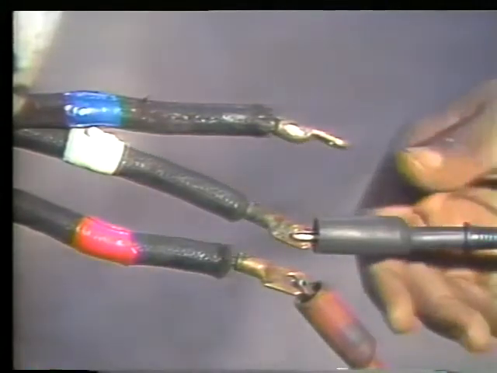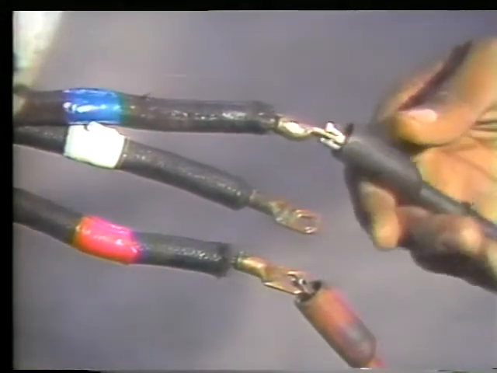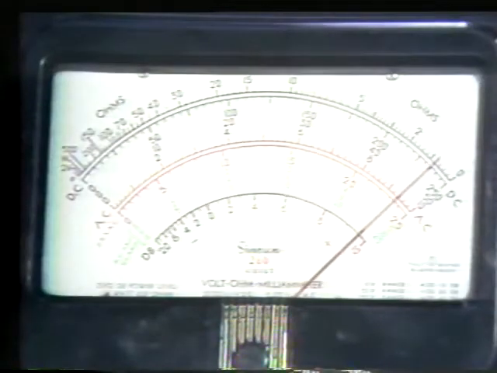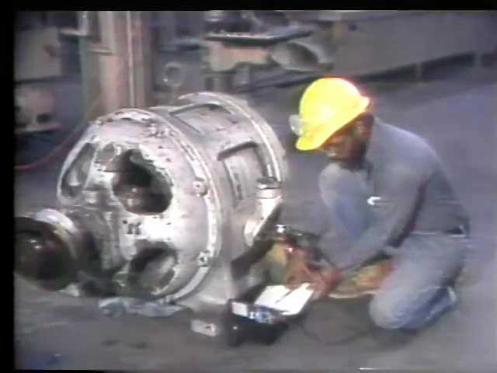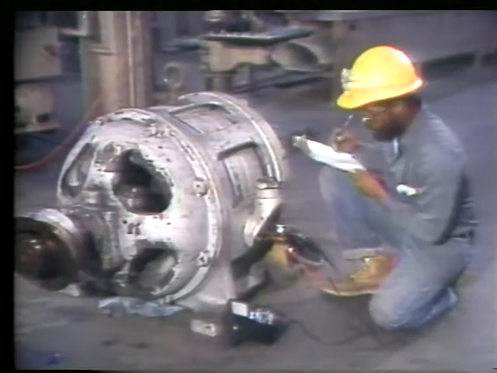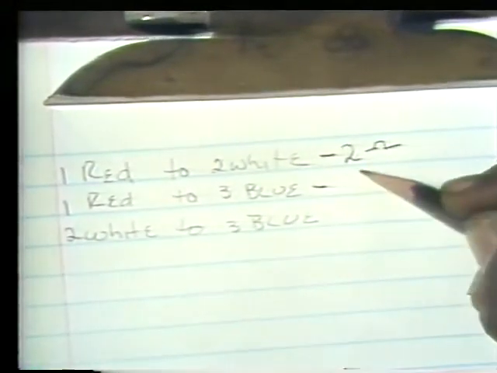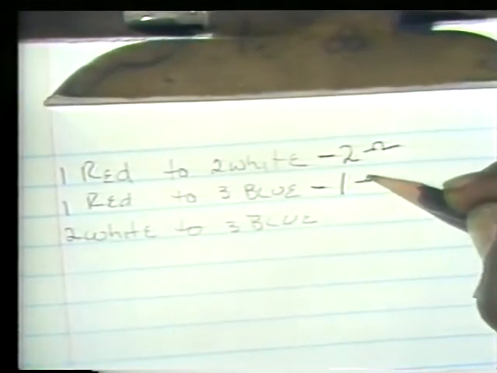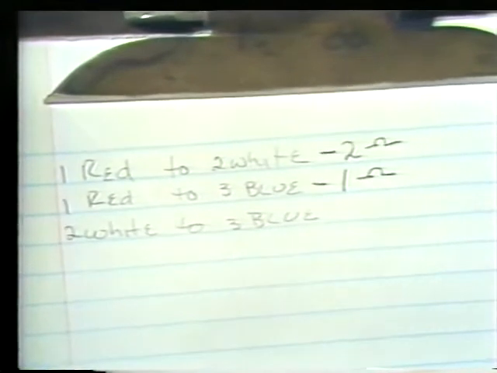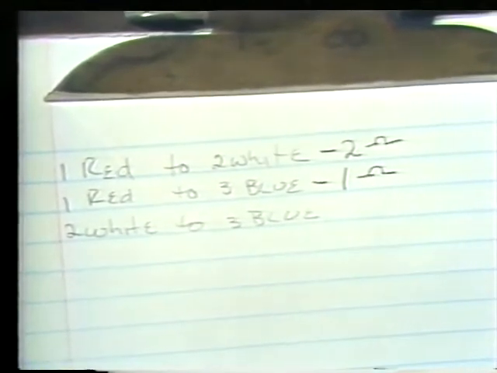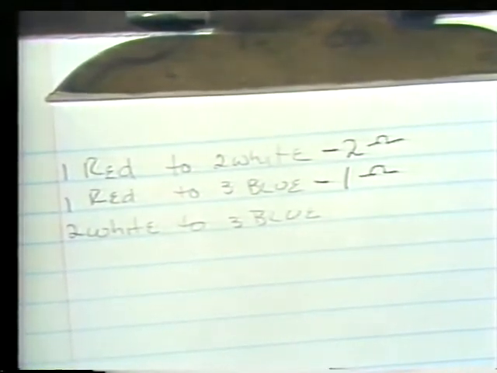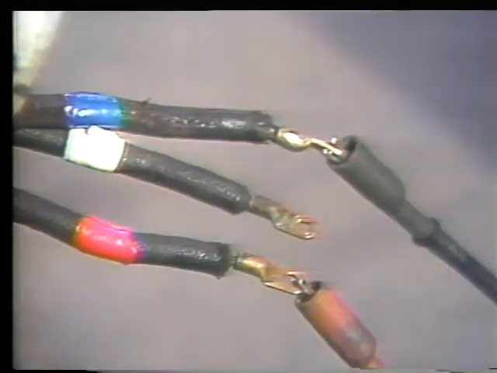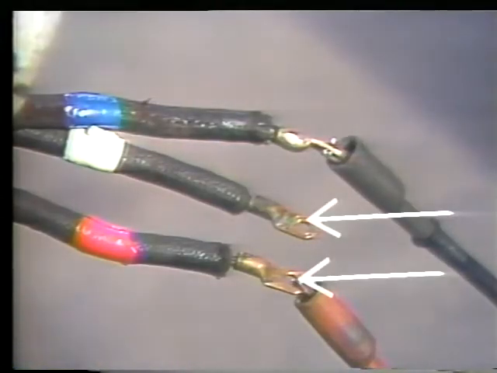Next, take a reading for lead 1 and lead 3. Again, write down the reading. You already can notice a big difference in the readings. The reading is a lot greater between lead 1 and lead 2 than between leads 1 and 3. You suspect that the open is in coil 1 or 2, but you don't know which one.